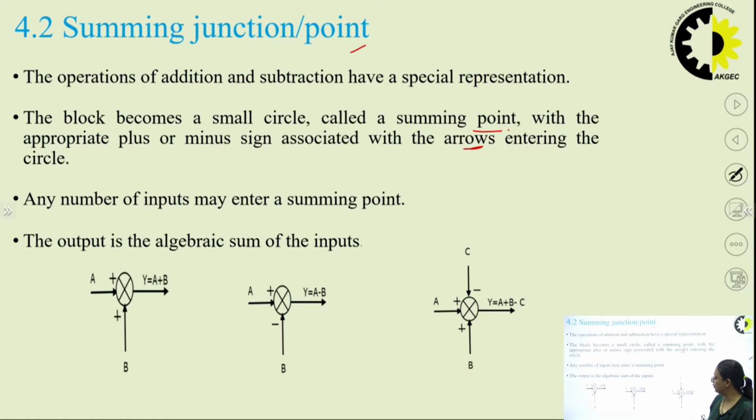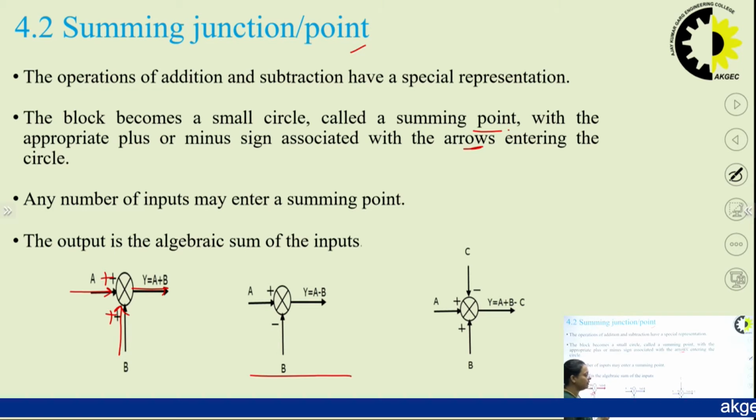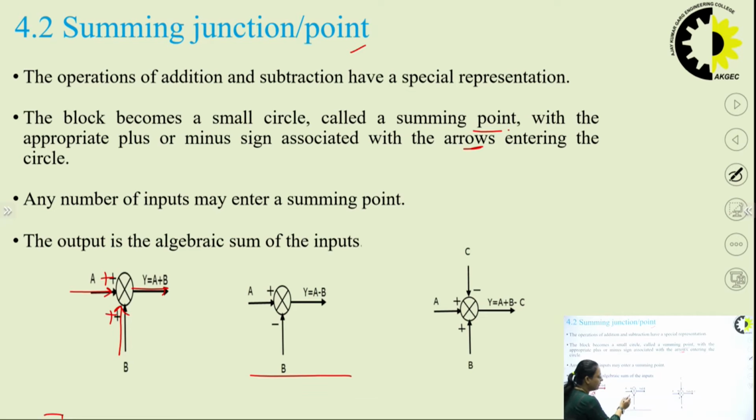For example, I have taken three examples here. You can see in the first figure, the first signal coming to this summing point is A. Another signal with plus sign is coming to this summing point, and the output will be the summation of these two signals, that is A plus B. In the second figure, you can see the A signal with positive sign is coming to this summing point, and the B signal with negative sign is coming to this summing point, then output will be A minus B.